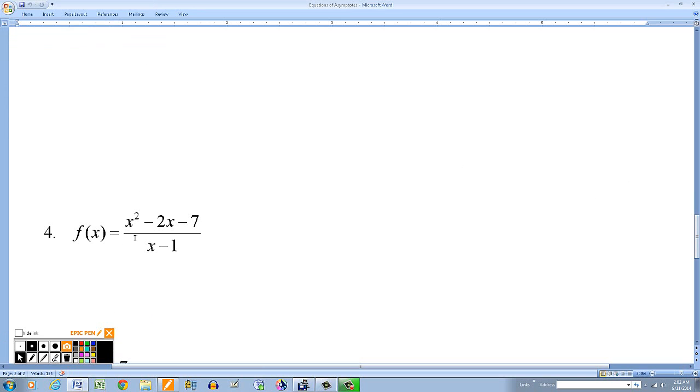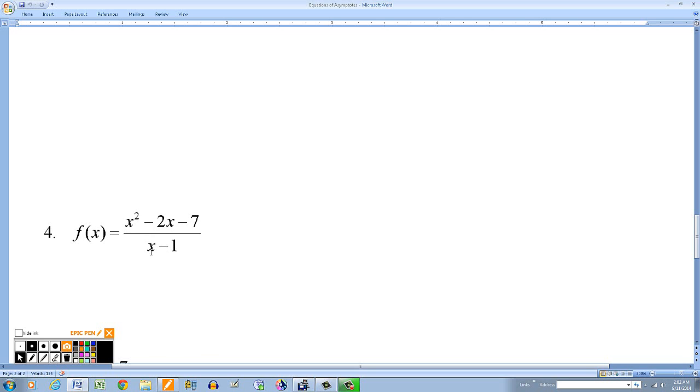f of x is equal to x squared minus 2x minus 7. Okay, the degree of the numerator is 2. The degree of the denominator is 1. So 2 is 1 more than 1. So this one looks like it's going to have an oblique or slant asymptote.